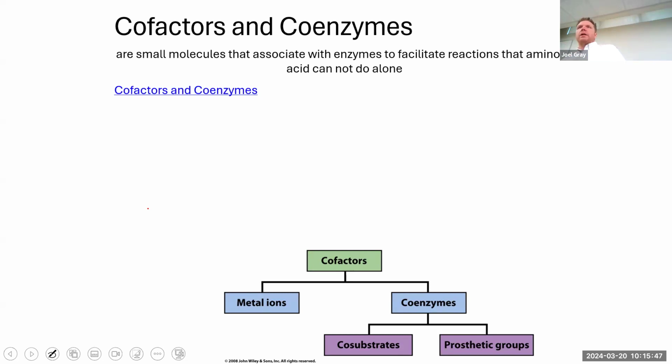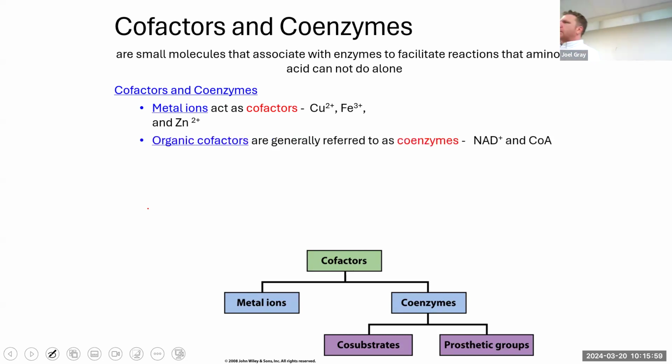Now, cofactors and coenzymes, there are subtle differences in these terms. Metal ions act as cofactors. Copper, iron, all of these are divalent cations. These are all examples of cofactors. Organic cofactors are generally referred to as coenzymes. Examples of coenzymes are nicotinamide adenine dinucleotide, and then a molecule known as coenzyme A. NAD, also known as nicotinamide adenine dinucleotide.